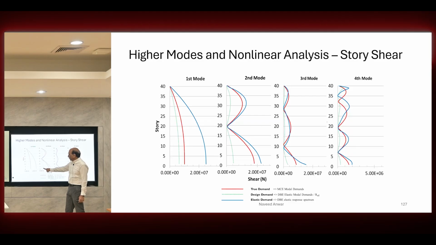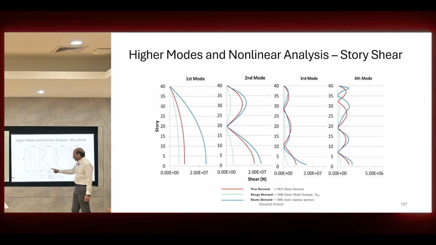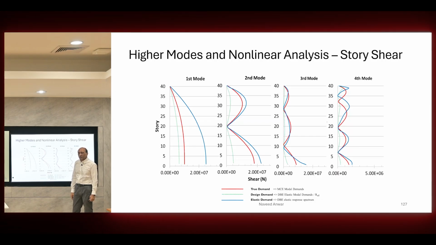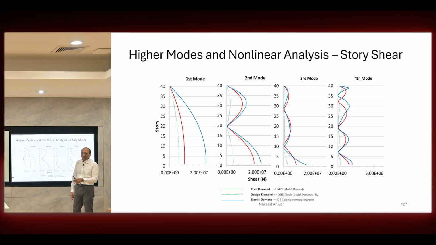So now you're going to be in trouble, because this one is close, that's okay, but this one is very far. You design for this one because you divided this one by R and you went there, but the actual is here. So now the actual is much higher than the design, which means the higher mode shear is now over-reduced. The actual shear demand will be much higher than the design demand. Very unsafe.